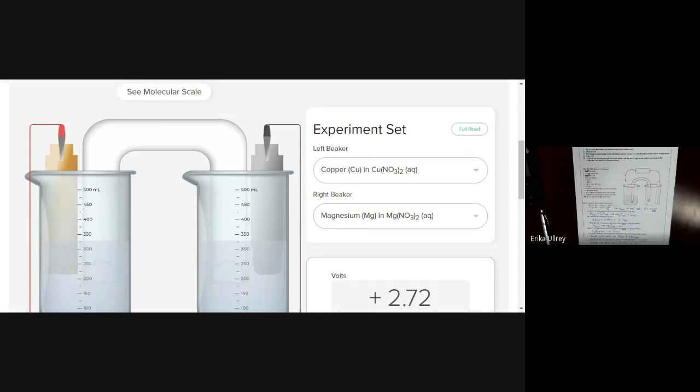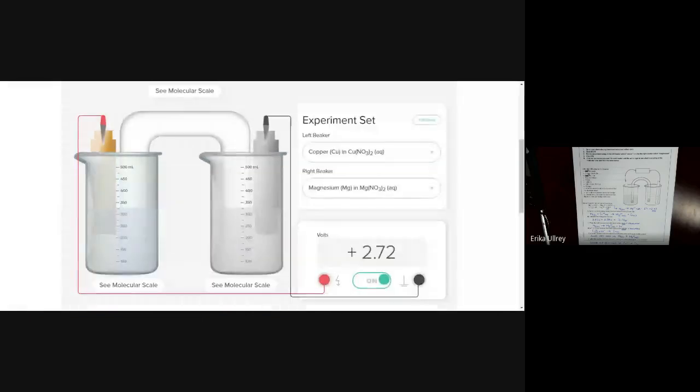Okay, so we have this lab situated right here. And what we can see is this is running. Look at the voltage compared to the voltage that we calculated. We said it was 2.71. This is 2.72. It's just a little difference of rounding.